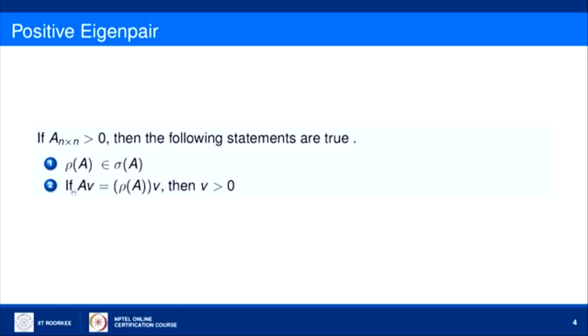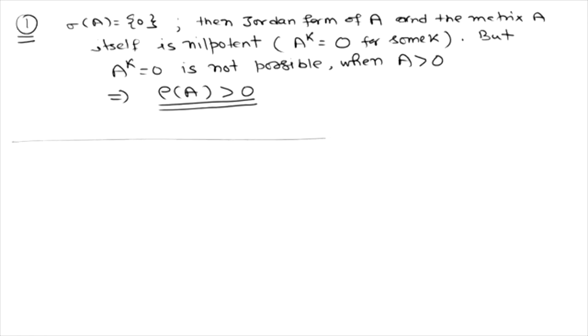And the second is, if Av equals the spectral radius of A times v, then v will be a positive vector, meaning the eigenvector corresponding to the spectral radius of A will be a positive vector. So the first result is that the spectral radius of A is in the spectrum of A. Let me explain it: we are saying that the spectral radius of A belongs to the spectrum of A.